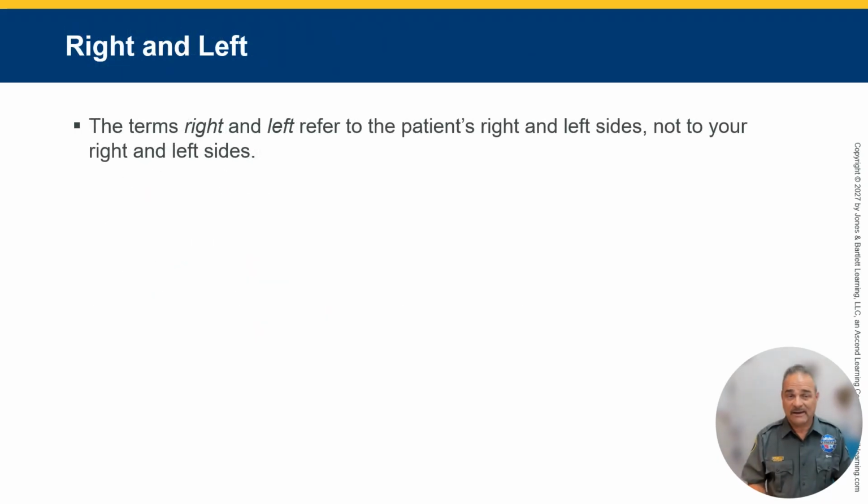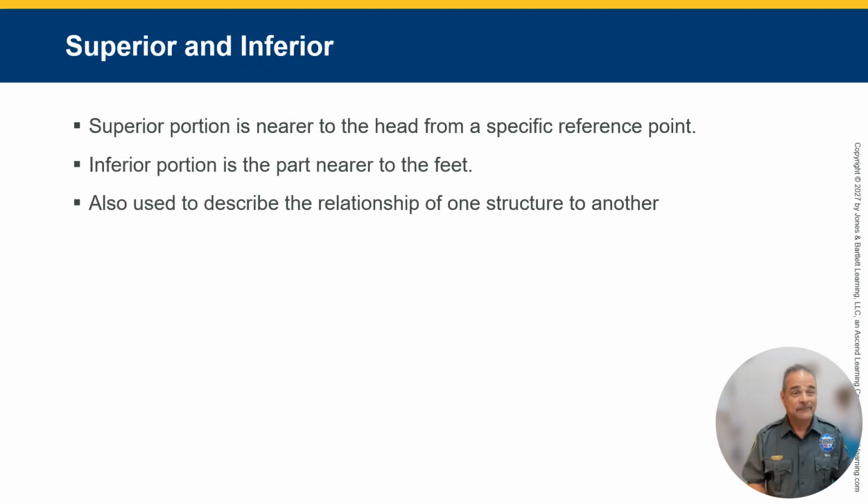All right, terms right and left. Again, we talked about this. It's the patient's right and left, not yours. Okay, don't forget that. Superior and inferior, we talked about that. Superior portion is nearer the head from the specific reference point. Inferior portion is nearer to the feet. Okay, it's also used to describe the relationship of one structure to another.